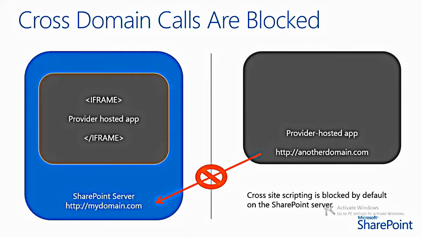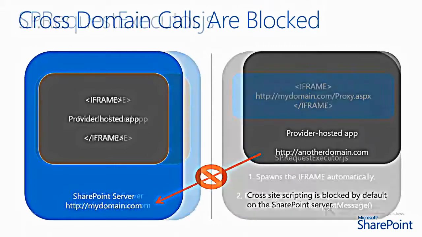You have installed your app. It's been deployed onto a domain called anotherdomain.com. It's a provider-hosted application. You've installed it into the SharePoint server that is called mydomain.com. When your application gets executed, it's actually executing inside of an iframe. So SharePoint, especially if it's an app part, creates an iframe running off of its domain, and it loads your page up into that particular iframe. If you try to communicate using JavaScript from your machine back to that domain, you're going to get cross-site scripting problems. That's pretty much the way it goes.